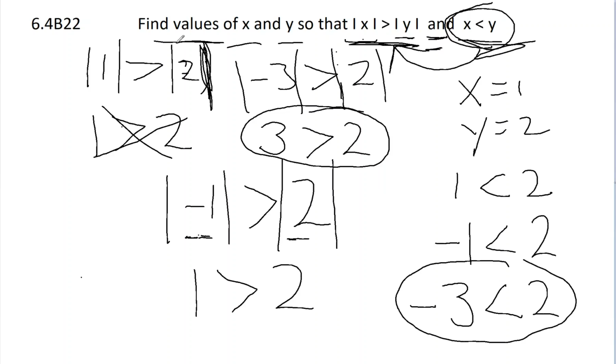The key thing here is, I think, the absolute value of a negative number is always going to work as long as that absolute value of the negative number is greater than the absolute value of the number we're comparing it to. Confusing. Hopefully this helped some.